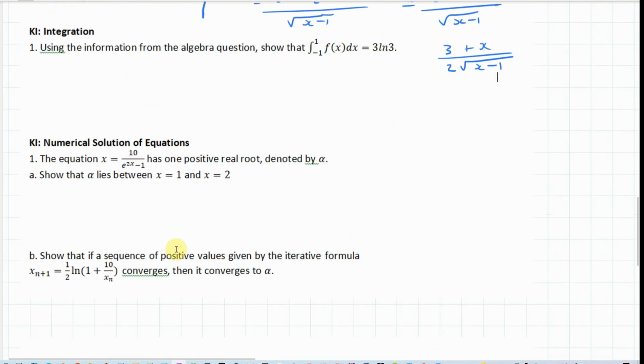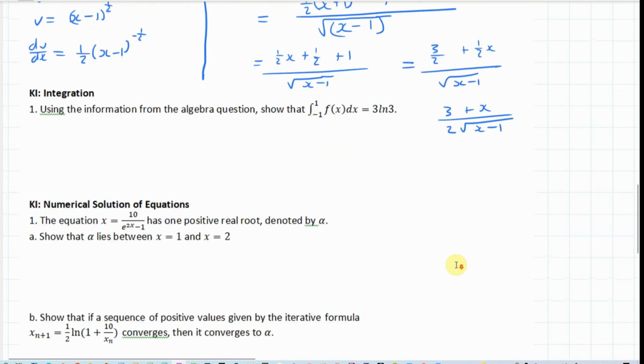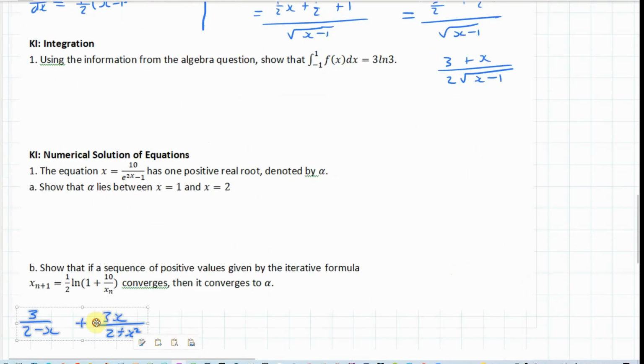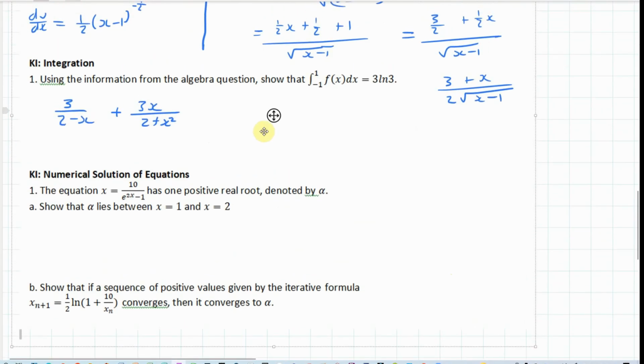The next one, I've got to use the information from the algebra question to show that, okay, which one was the one in the algebra question? Okay, let's copy that. We're going to integrate this. Whoops, what am I doing?